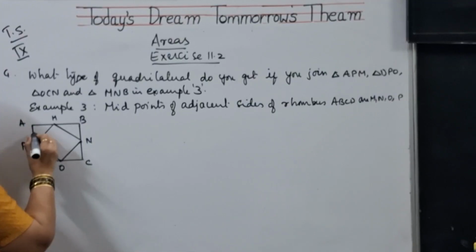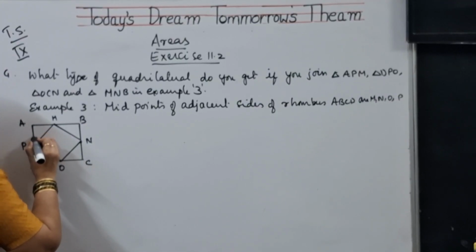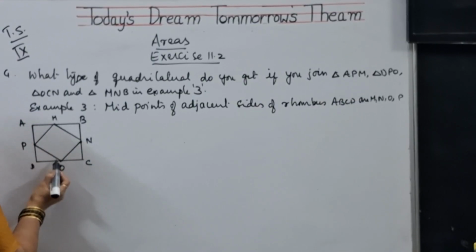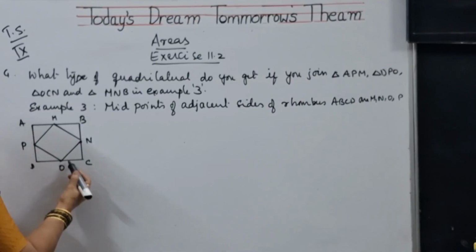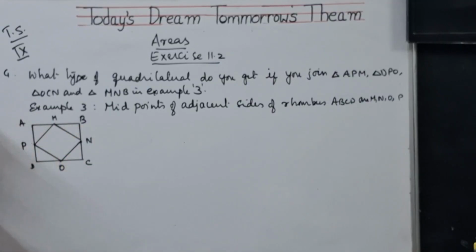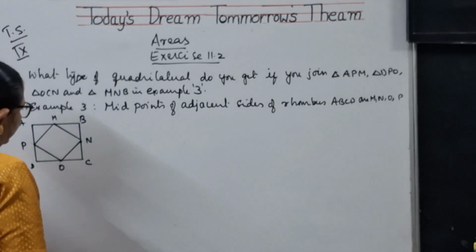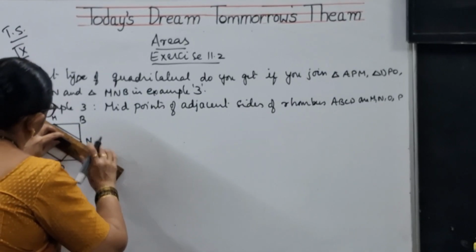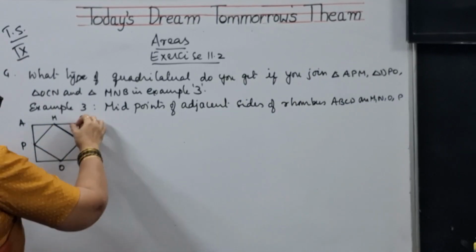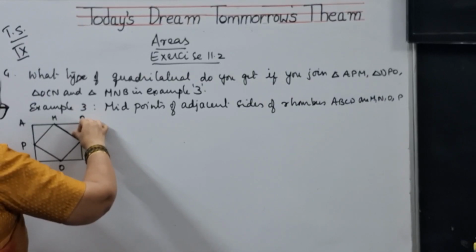The figure that you have got in example 3 is different, but here what are they asking? They are asking to join PM so that you will get triangle APM, and join OP so that we will get DPO, and triangle OCN we will get here, triangle MNB we will get here. So the question is, what type of quadrilateral do you get? See, you are getting a quadrilateral here. So what type of quadrilateral is it? That is the question. This should be joined in this way. What type of quadrilateral are you getting? That is the question here.